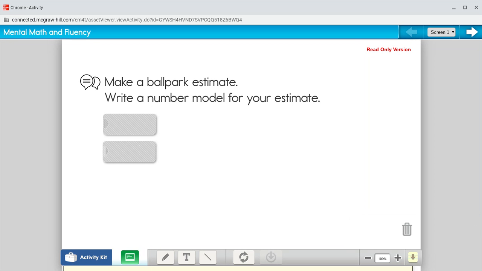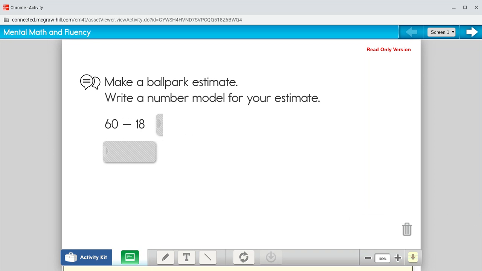If you ever need to pause, if I'm moving too quickly, just pause that video and press play when you're all caught up. All right, so our first number model is 60 minus 18. Remember, a ballpark estimate is using friendly numbers. A lot of times it's finding the nearest 10, and it's a way to help us check our addition or subtraction. So if I have 60 minus 18, 60 is already a 10.